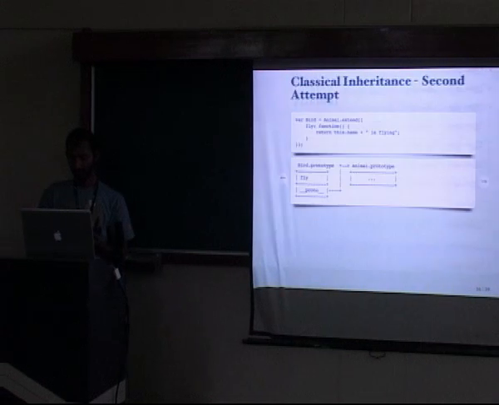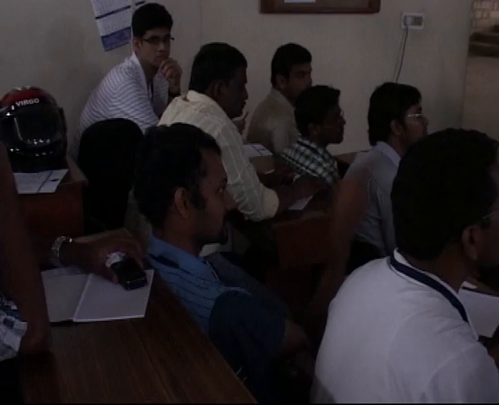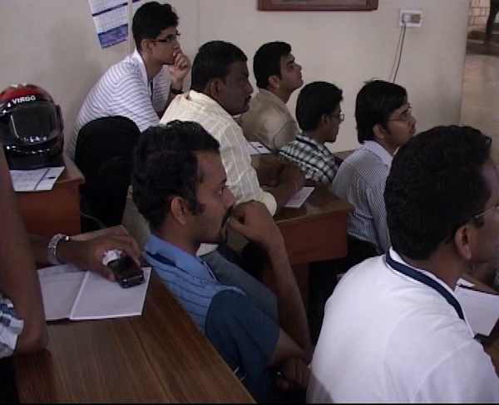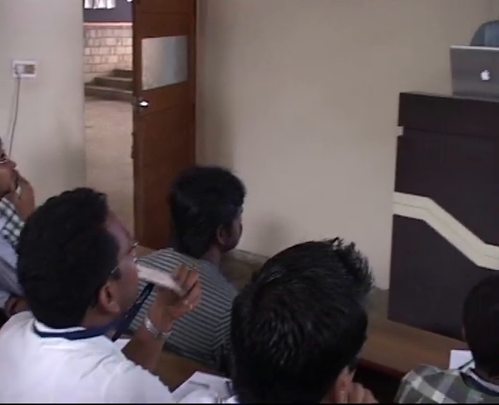Which slide? The classical inheritance. This one. The previous one. Okay, so what I'm doing is I'm creating an object here. The new object has a link to the original prototype. So F is a base class here. We're trying to create an extended class. So I'm creating a variable called new members, which has a link to the base class prototype, and I'm making this its prototype.